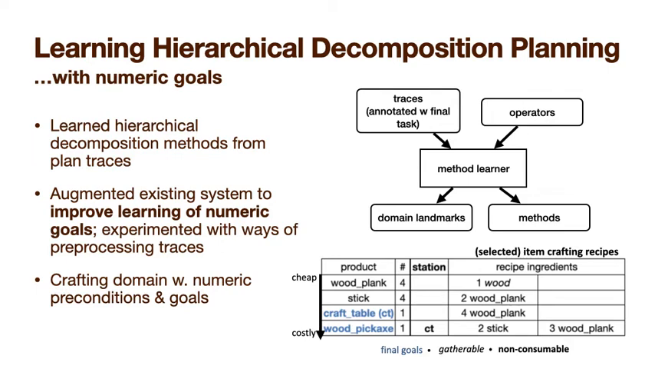The domain used in this work is a numeric crafting domain where all goals are numeric and require crafting progressively more expensive items from crafting recipes, which may rely on previously crafted items or on resources gathered with those items.